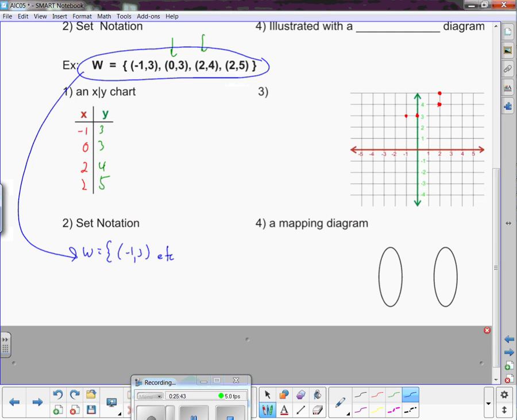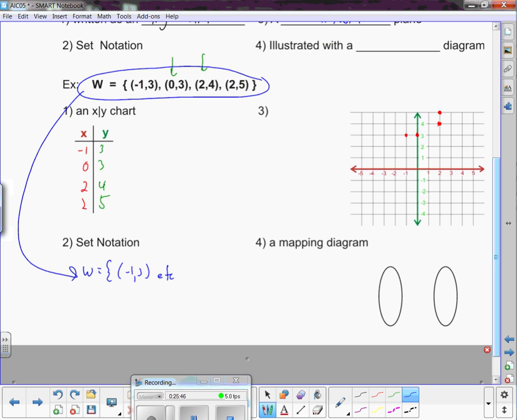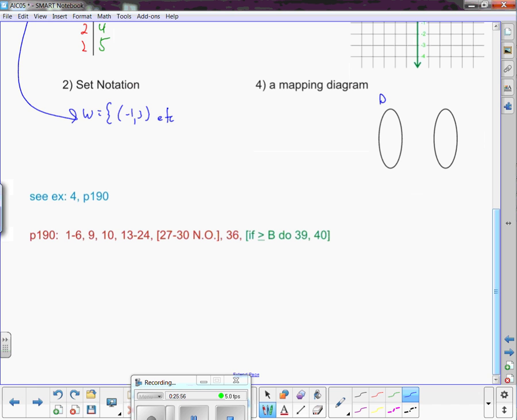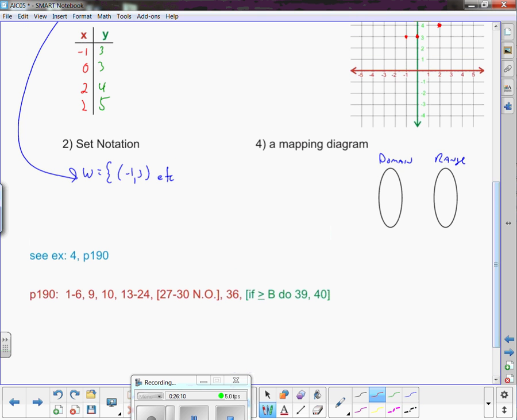And the last situation is a mapping diagram. Mapping diagram. With your mapping diagram, guys, you should indicate the domain either above or below and the range. Because the first is the domain and the second is the range. So what are our guys? Negative 1, 0, and 2. What are our girls? 3, 4, and 5. Here again, we wouldn't repeat anybody twice.